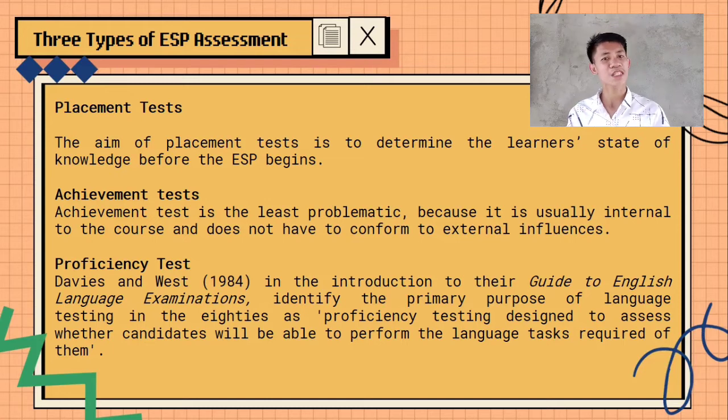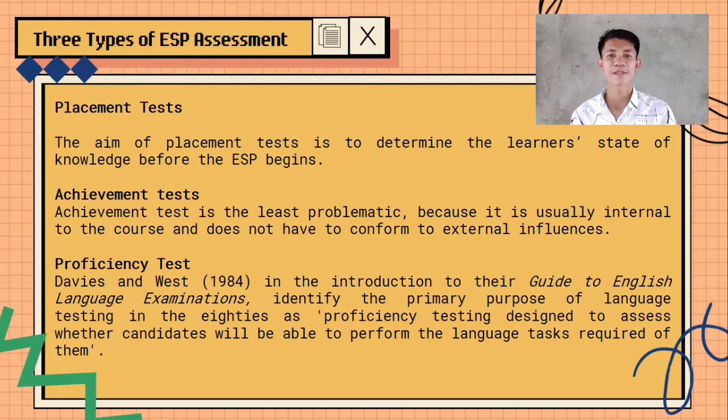So there are basic principles in constructing good ESP achievement tests according to Heaton 1975 and Alderson 1979. First, the form of the test must be based on what the ESP teacher has taught to the learners. Second, the test must measure what the ESP teacher wants to test. And lastly, the test must avoid bias. For example, a test that contains specific cultural or religious knowledge may result in bias because every learner comes from a different background of culture and religion.